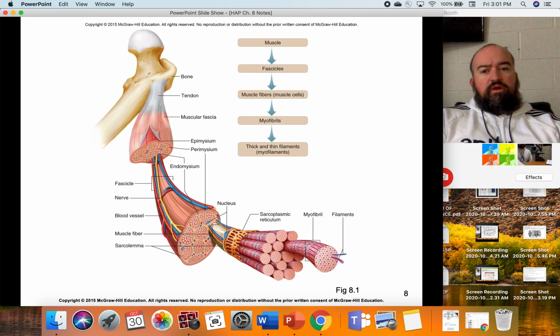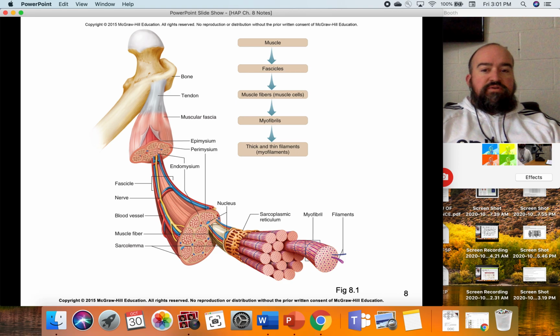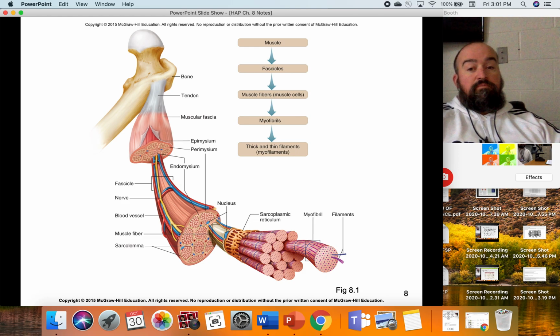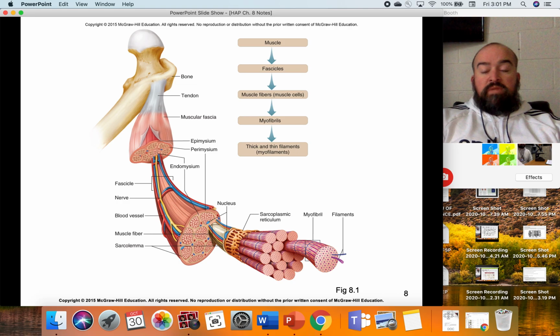Let's skip to the diagram here. A big part of this chapter is understanding the organization of a muscle. A muscle is an organ because it's got multiple tissue types. It's got obviously muscle tissue, but it also has epithelial tissue, nervous tissue, and connective tissue in the muscle as an organ.